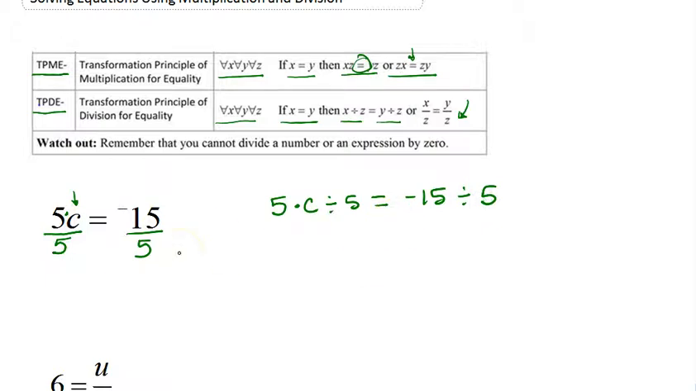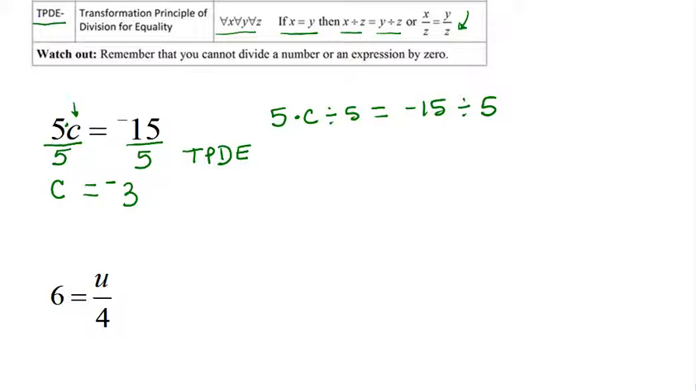Either of these is correct. Well, 5 over 5 in fraction form gives me 1. 1 times c would leave me with c. So 5 and divided by 5 are inverses, which gives me 1 or 1c. This is going to equal negative 15 divided by 5 is 3. I have a negative and a positive, so it needs to be negative 3. Which principle did I use? Well, I used the transformation principle of division for equality.